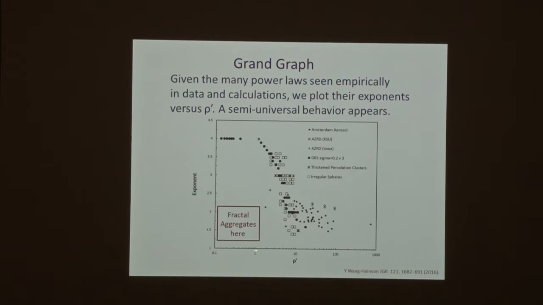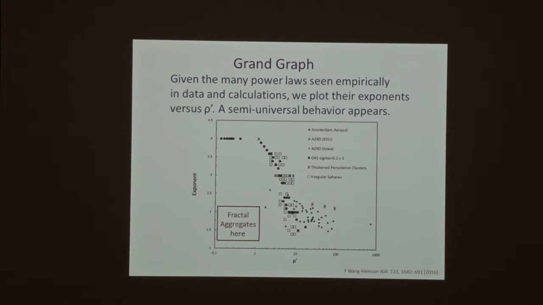Rho prime, here's 1. If you're below 1, -4 diffraction from a 3-dimensional object with a 2-dimensional surface, right? But our data, some other data, all the Amsterdam data are on here. There's this trend with rho prime. They all sort of hang together, and we don't know why.